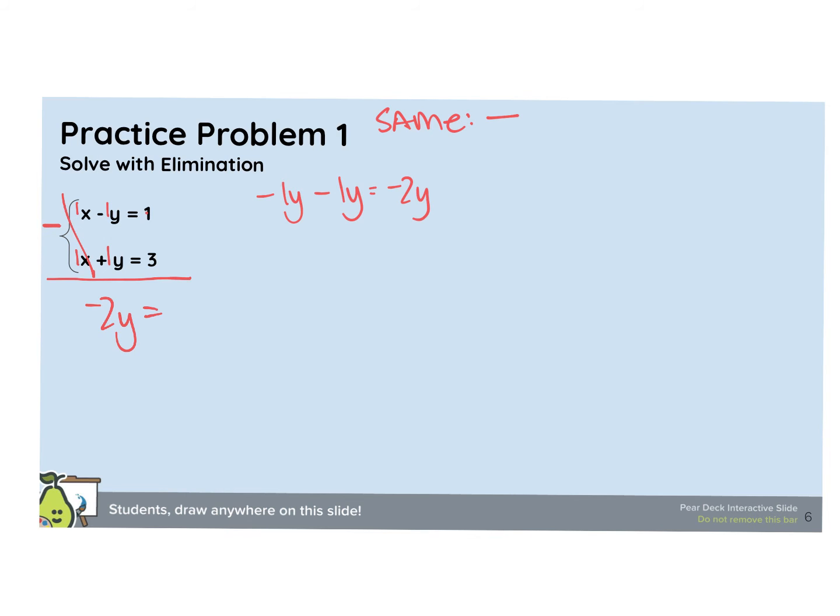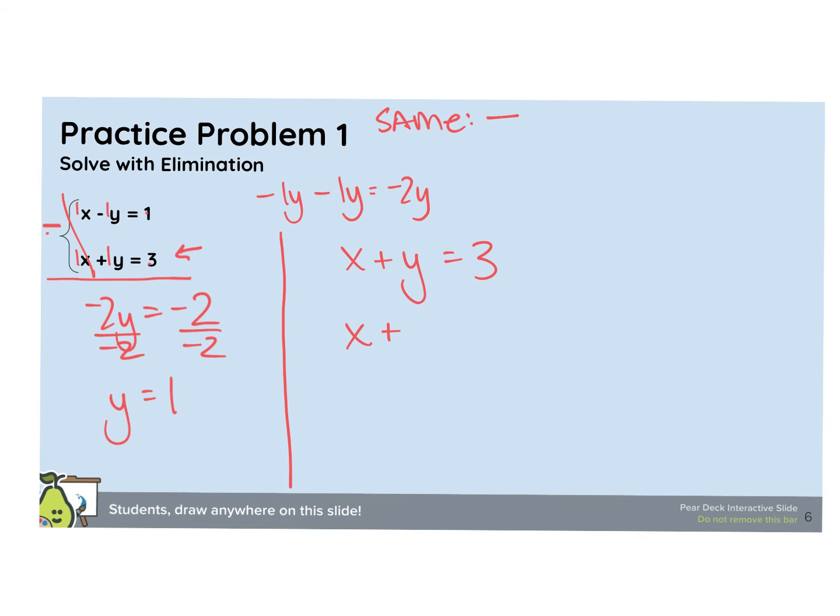And then we have a 1 minus 3, which is -2. If I divide both sides by -2, negative divided by negative is positive, so y is 1. We're going to take that and plug it into one of these equations. I prefer all positive numbers, so I'm going to use this one. So x plus, I know y is 1. If I subtract 1 on both sides, I get x equals 2. So I think the solution is 2, 1.